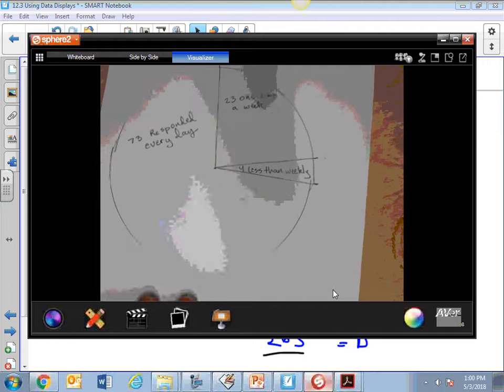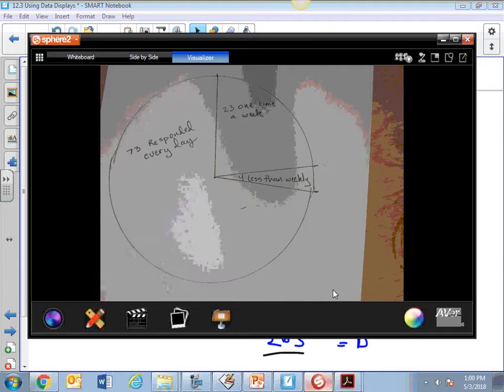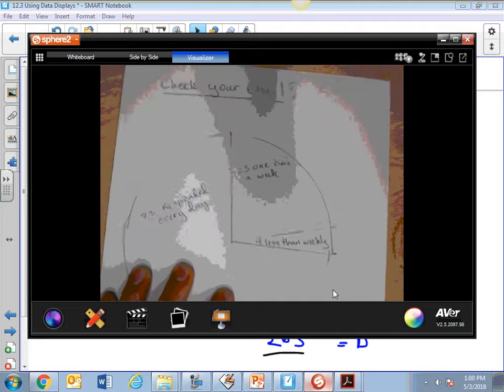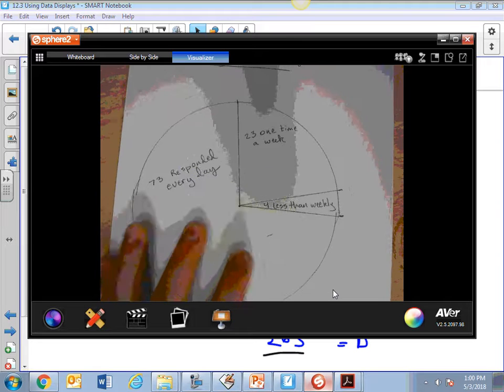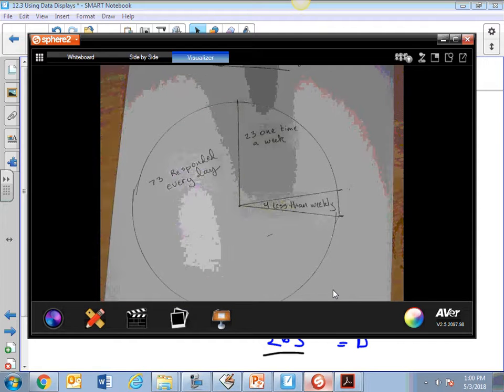So what I can do then is I know the rest of the graph would represent the 73 responded every day. Okay, so I knew that that was the 263 degrees or something like that. Okay, so that's how I did that. I also have my label up top. Okay, and there's my circle graph. Okay, so that is how you do a circle graph.